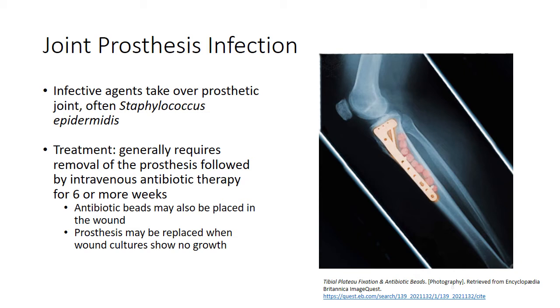So you can see in the picture the little antibiotic beads that get placed, followed by IV or oral antibiotics for 6 weeks or more. The patient then can get the prosthetic replaced when the wound is clear of any bacterial growth. For more mild infections, though, the prosthetic can stay. We just do things like debridement and antibiotics.